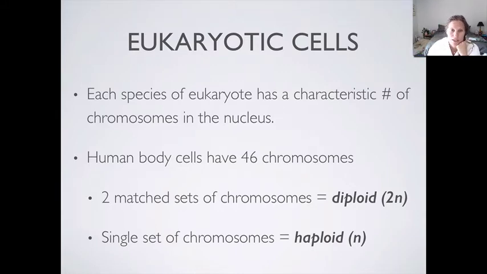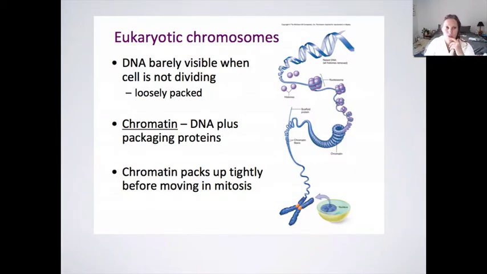And haploid is identified by the lowercase n, as in Nancy. So a diploid cell has two matched sets of chromosomes, and a haploid cell has only a single set of chromosomes.